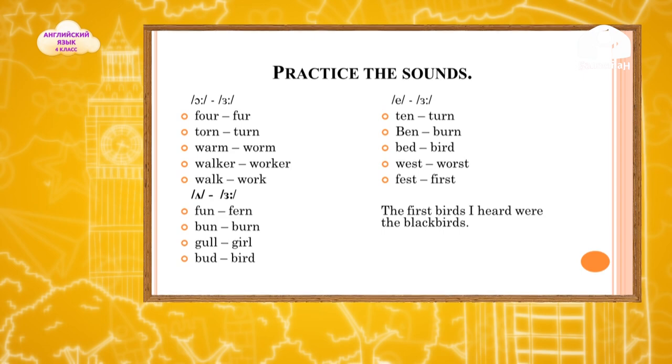Sounds A, E. Fun, fern, bun, burn, gull, girl, butt, bird. Sounds E, E. Ten, turn, ban, burn, bed, bird, west, worst. Fast. First.